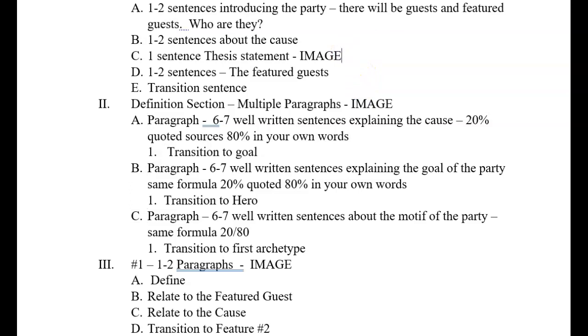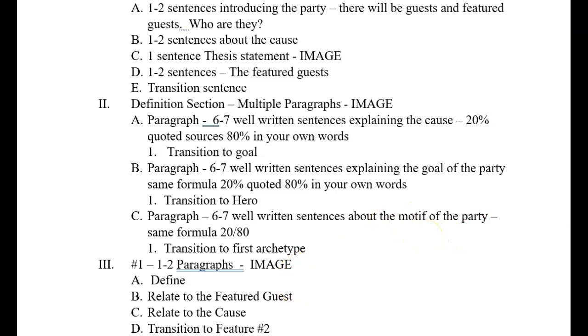So, this is divided into paragraphs. 1 paragraph is going to explain the cause. 1 paragraph is going to explain the goal of the party. And 1 paragraph invites everybody to the party. Now, this can be changed around.